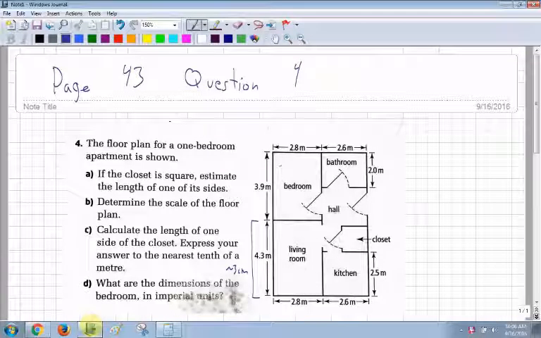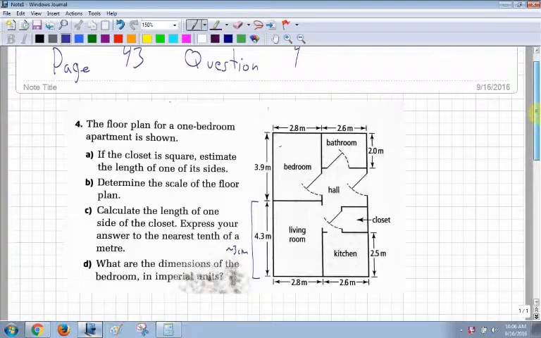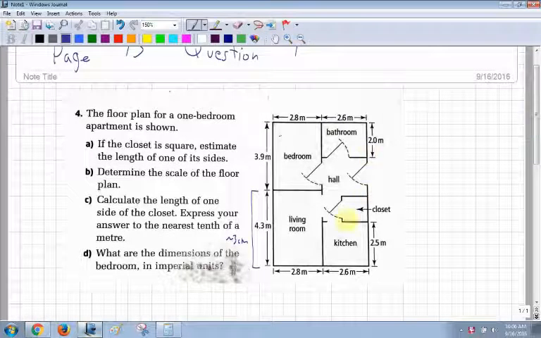All right, so I'm going to try to explain how to do page 43, question 4, just how to set it up. There's a floor plan, and the first question for A says if the closet is square. Well, here's the closet. Estimate the length. Whenever you see estimate, it just means guess. So you have a length of 2.6 down here. Here's the closet. I don't know, guess what length that is and what the dimensions are.